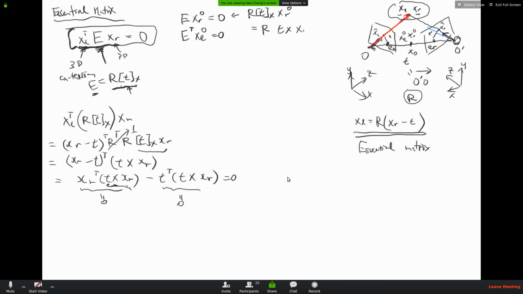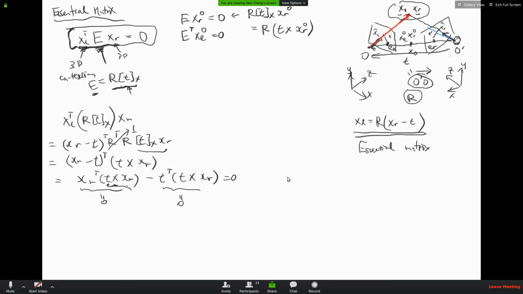Again, I try to XR naught here. Now I argue that this will be equal to 0. Why? Because think of what T is here. T is basically this vector here, the vector from O to O prime. It's like the vector from here to here, and this is according to the right camera perspective.